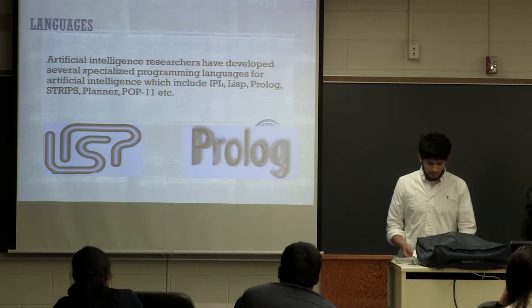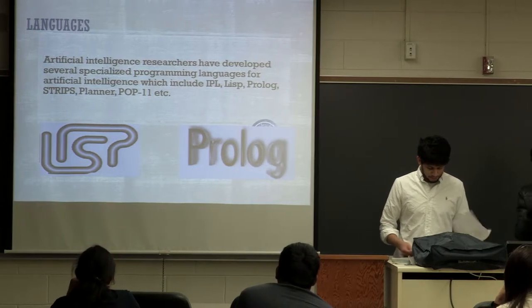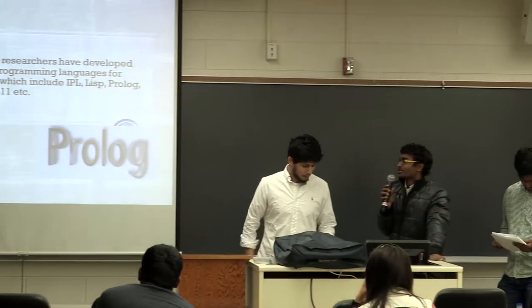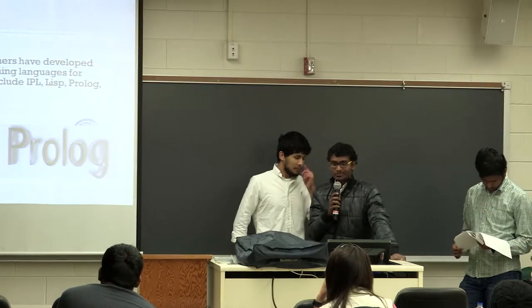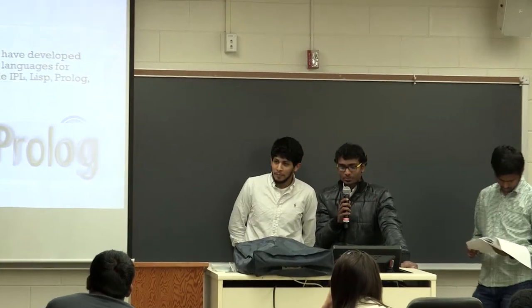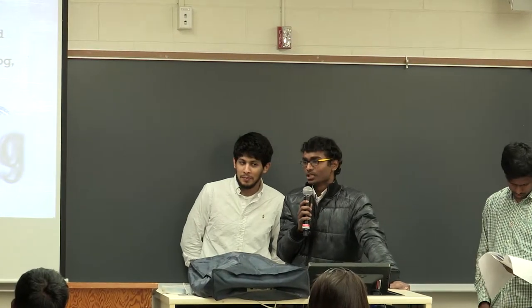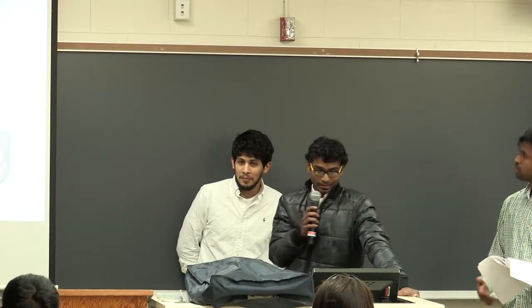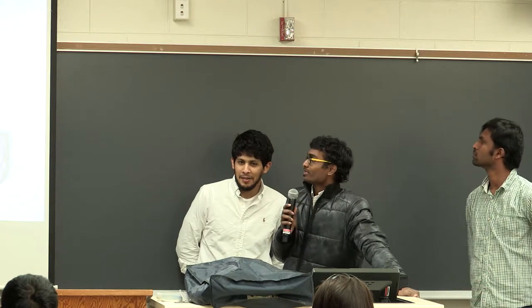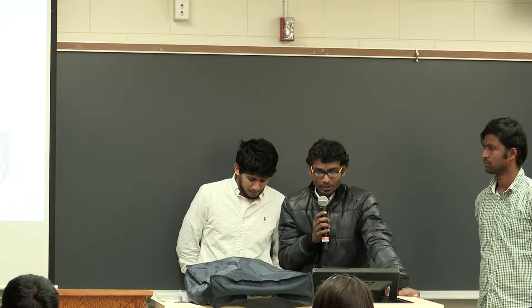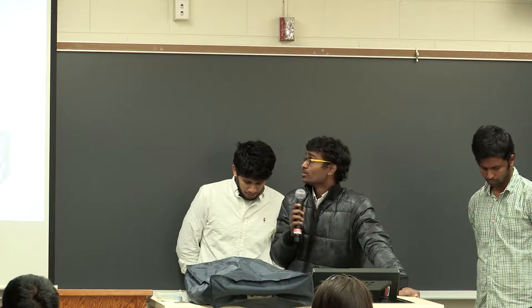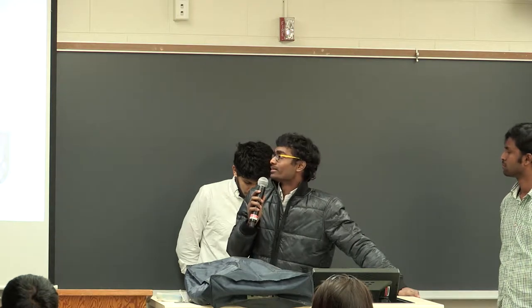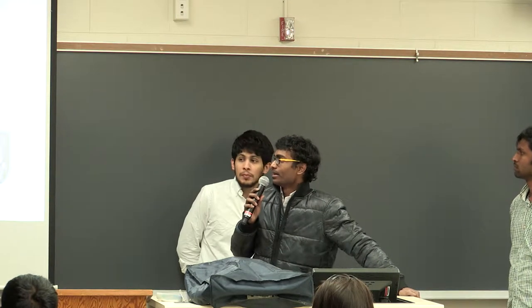Until now, my friend explained the definition and history of artificial intelligence. So now I would like to explain some of the important languages used in artificial intelligence. AI researchers have developed several specialized programming languages for AI, which include IPL, which stands for Information Processing Language, LISP, which is the Lisp programming language, and Prolog, which is a general purpose logical programming language. In artificial intelligence, the most important languages are LISP and Prolog. So I would like to discuss those.